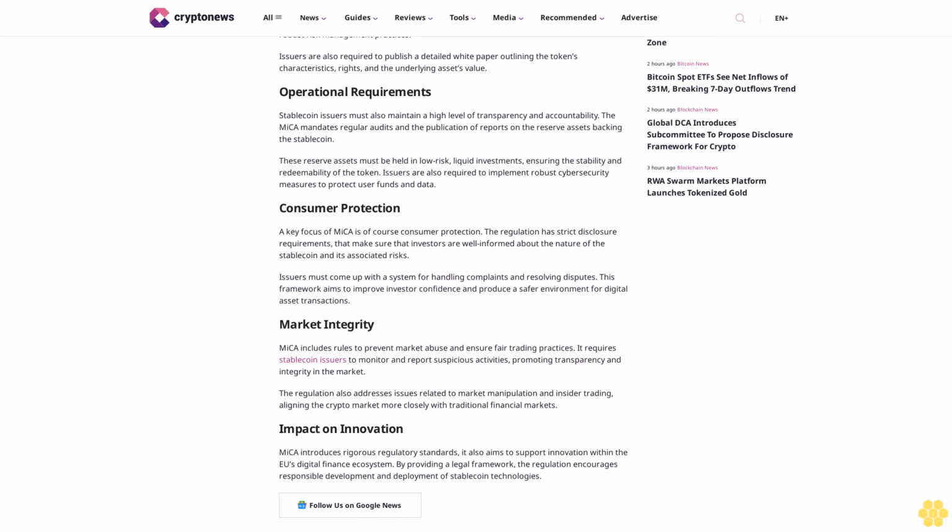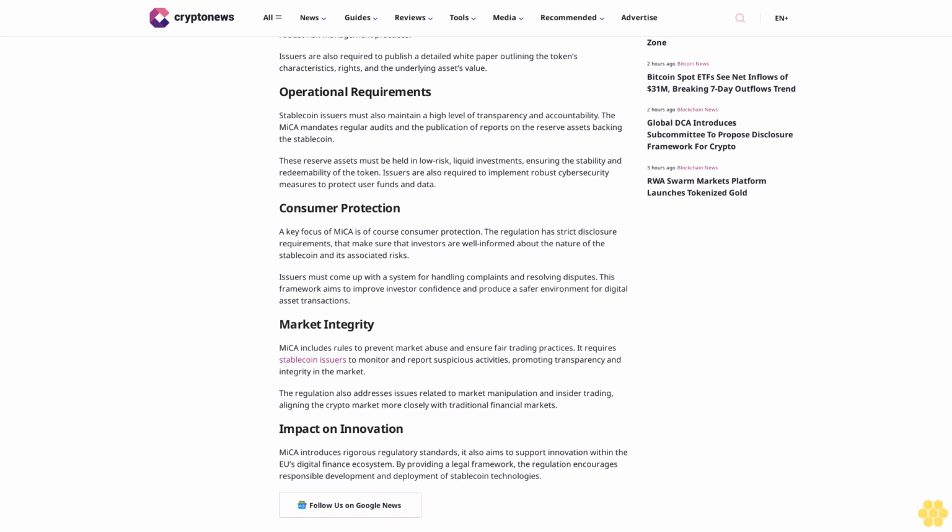Market integrity. MiCA includes rules to prevent market abuse and ensure fair trading practices. It requires stablecoin issuers to monitor and report suspicious activities, promoting transparency and integrity in the market. The regulation also addresses issues related to market manipulation and insider trading, aligning the crypto market more closely with traditional financial markets.